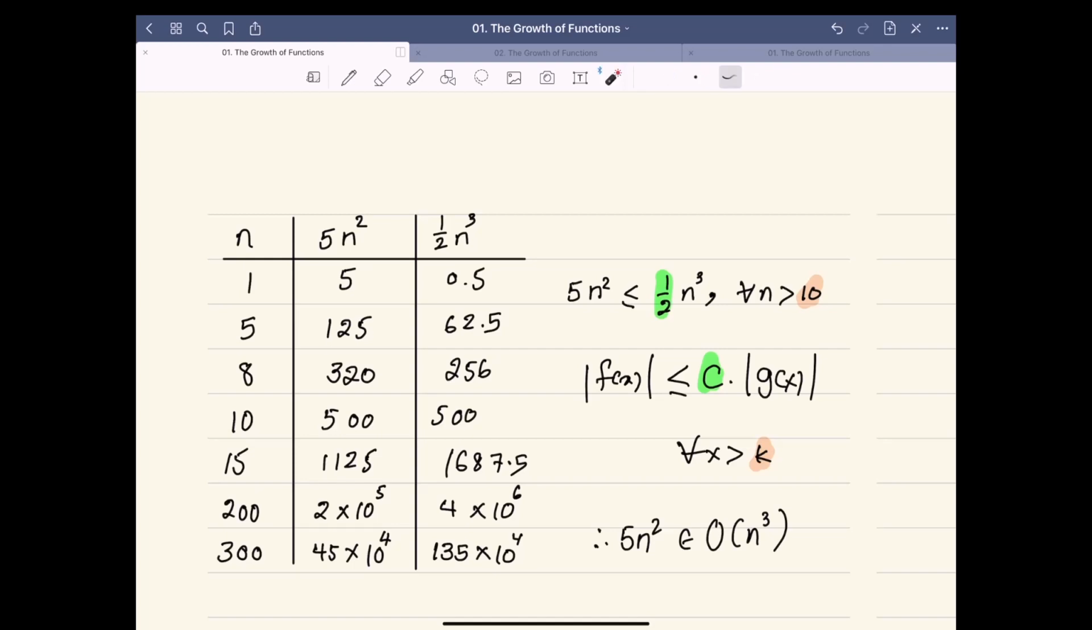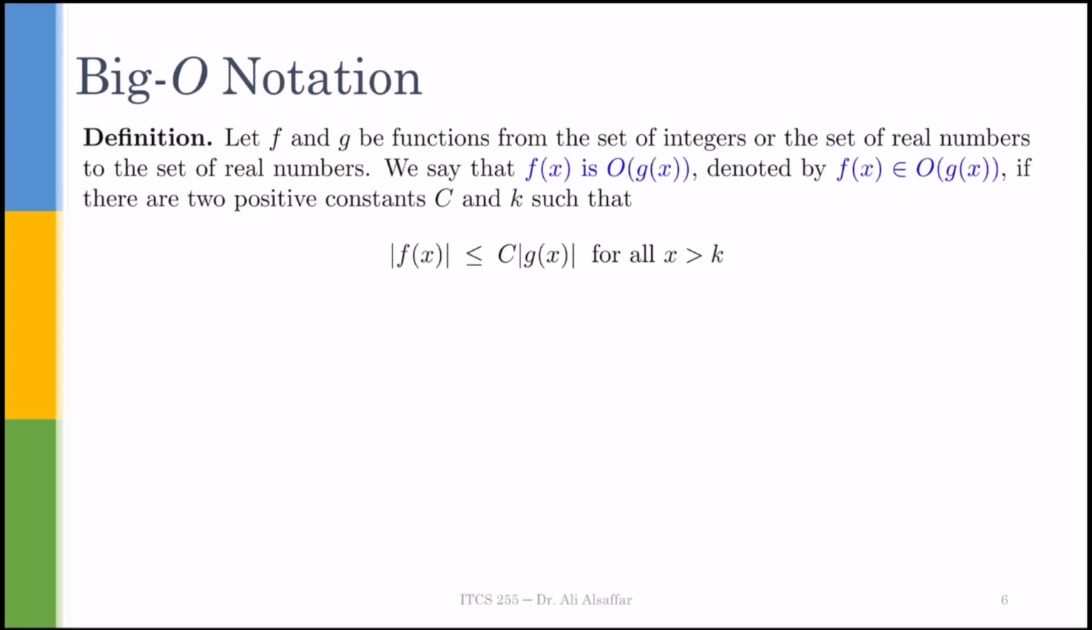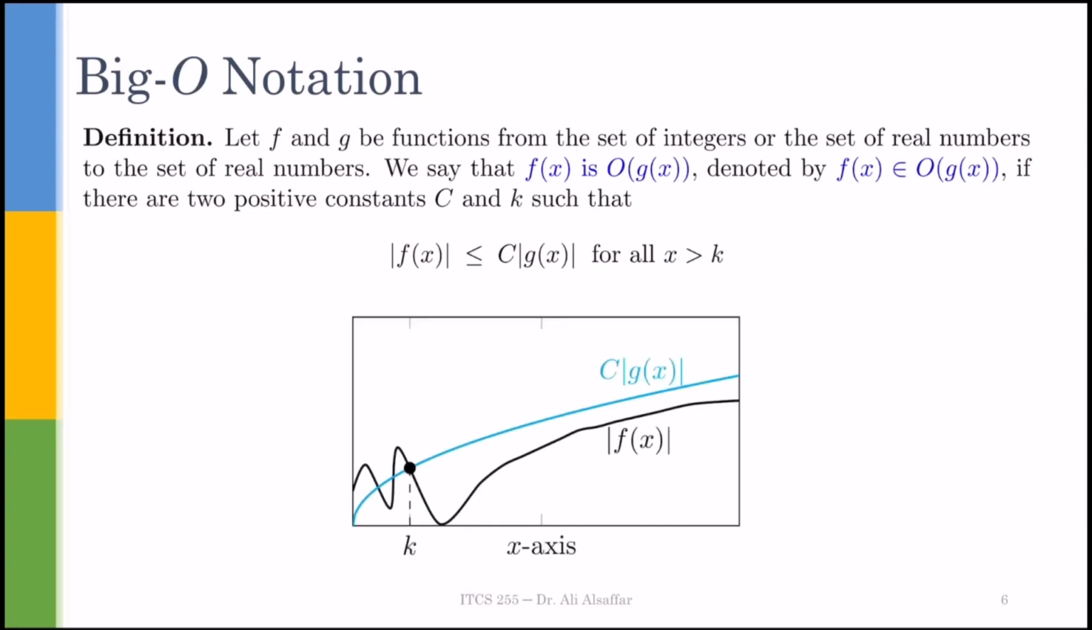To prove this relationship, you need to satisfy this inequality by finding two constants. Remember that the order of n raised to power 3 is all functions that do not grow faster than n raised to power 3, and 5n squared is one of them. This relationship can also be represented graphically.